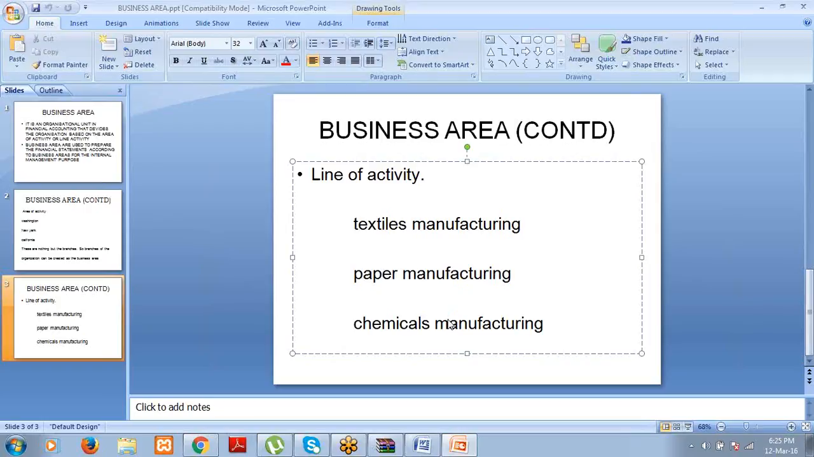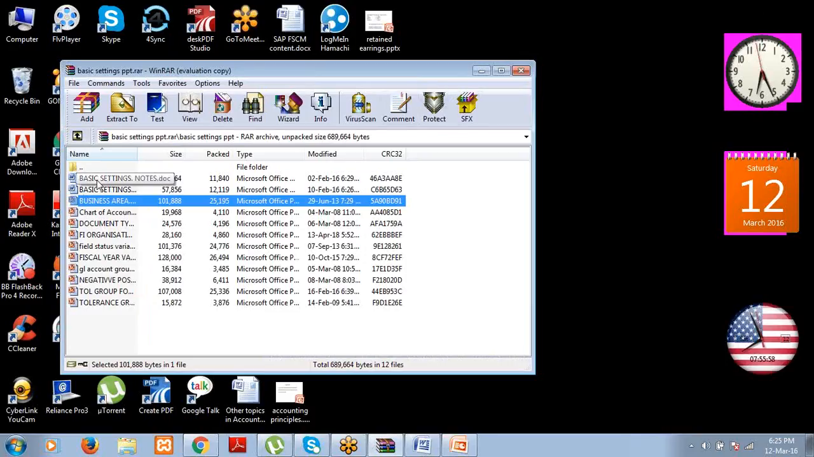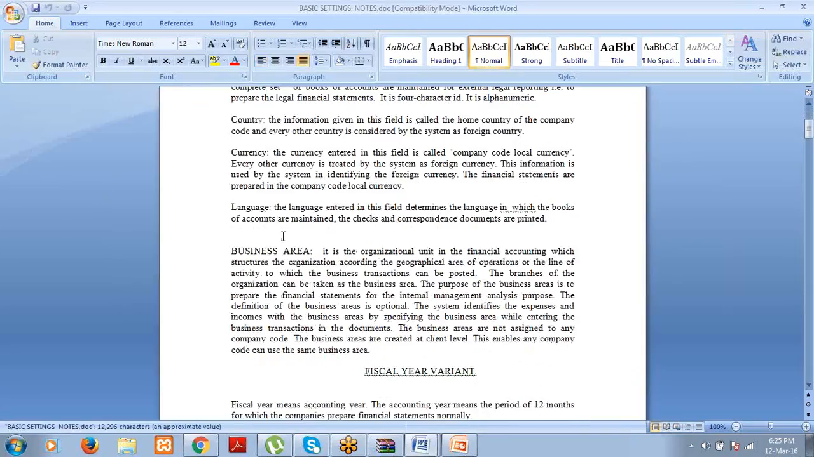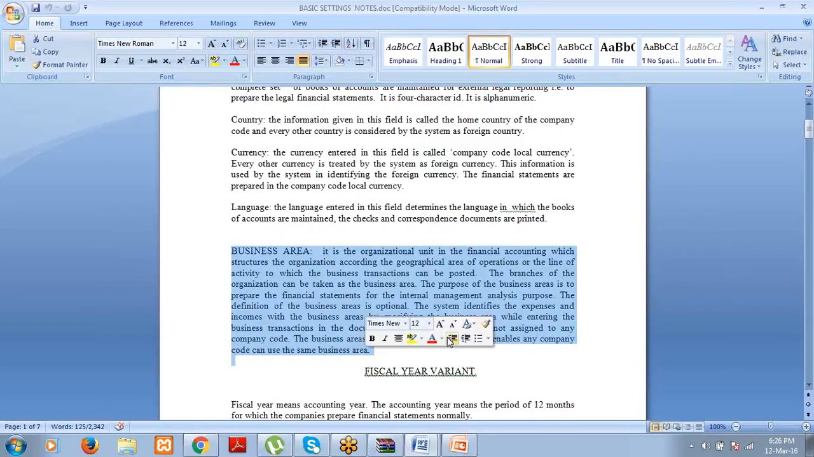Obviously, a company code can carry on business in any number of geographical areas, right? That's why we can create any number of business areas. So this is the concept of business area. And all this explanation I have documented in your notes. I hope everybody has received this basic settings material. If anybody has not received it, just give me a mail after the class, I will send it again.